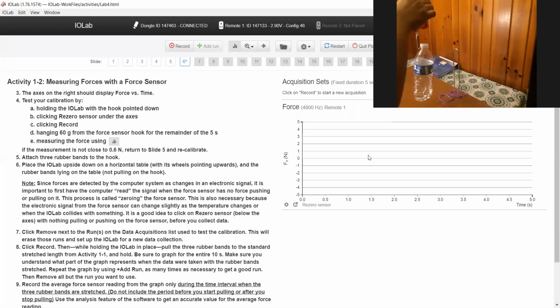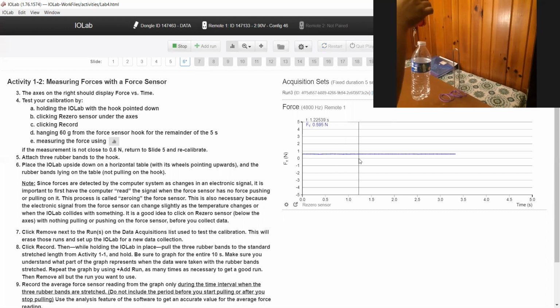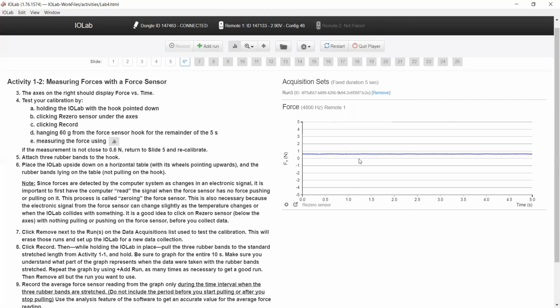Then you can click on record. This measures some force. I've already measured, and they want us to check whether it's around 0.6 Newton or not. We have already used this tool to take the average. So it's about 0.59, around 0.6. If it is not around 0.6, there is something wrong with the calibration, and you have to repeat the calibration again.